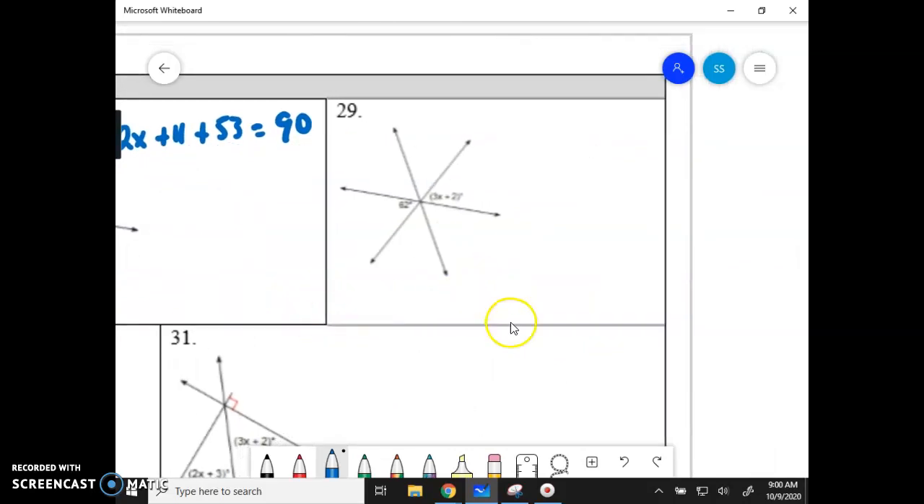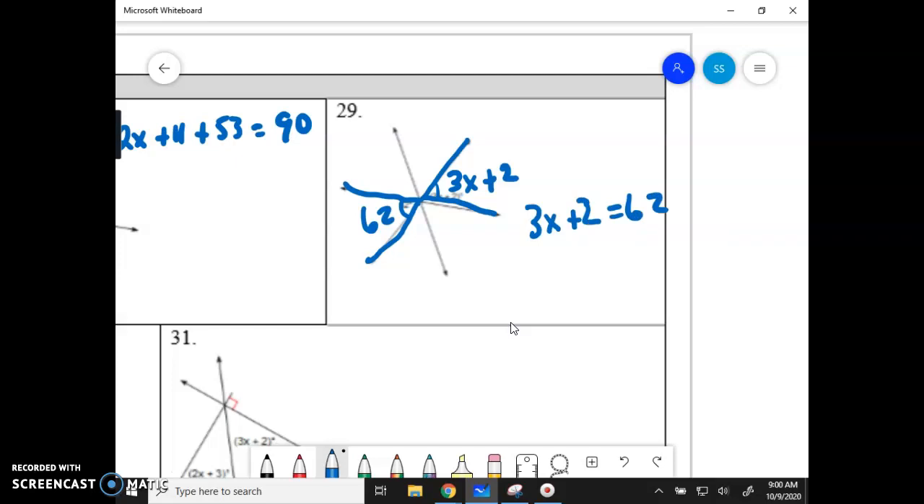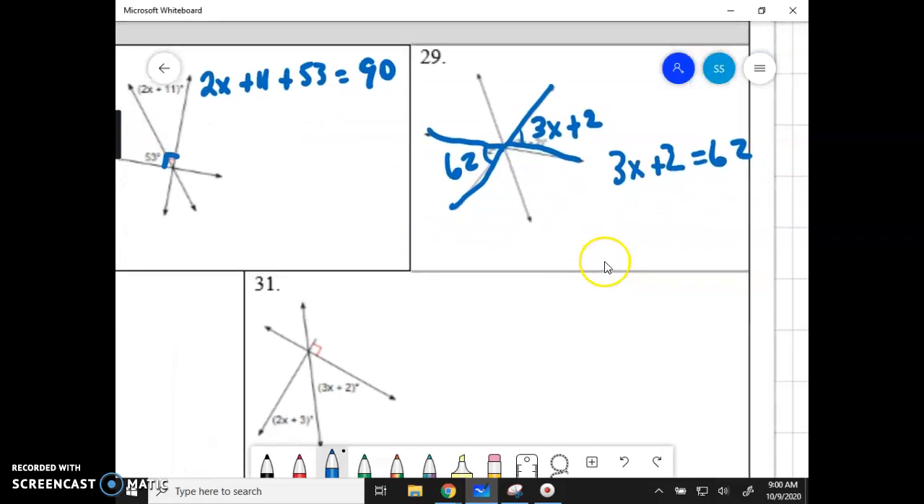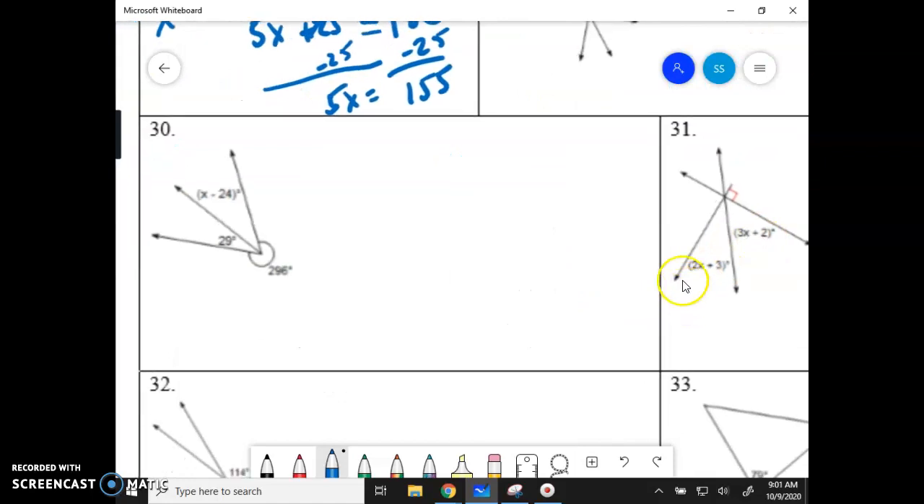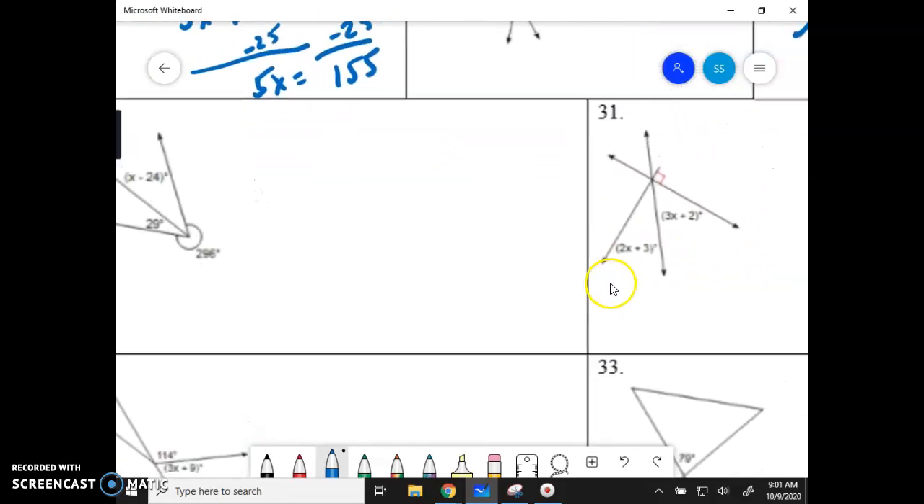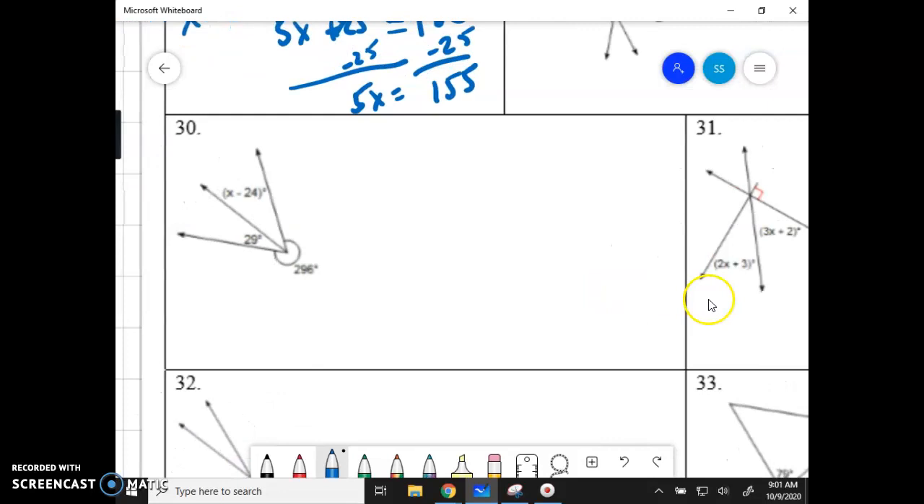29, this one's real hard to see. I think this is 3x plus 2. This is 62. We should recognize that these are vertical angles, and we know that vertical angles are congruent. So all we have to do here is go 3x plus 2 is equal to 62, and then we can solve for x. Okay. These all look pretty similar to ones I've already done before.